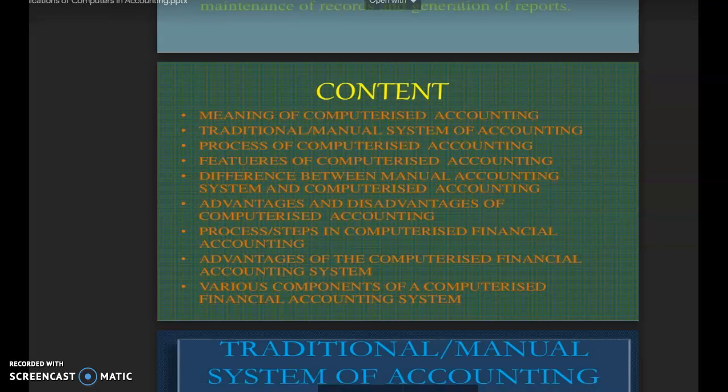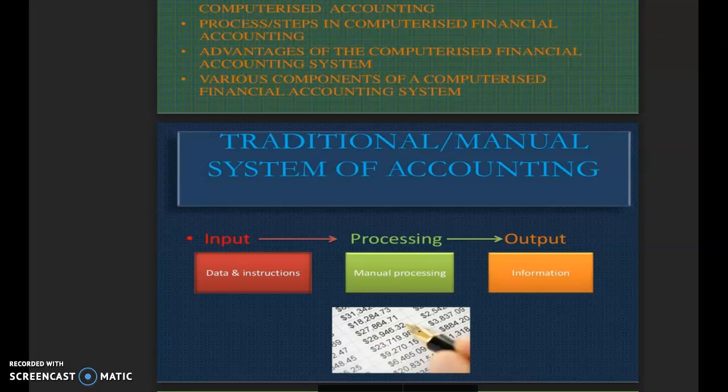Starting from the meaning of computerized accounting, we all know traditional and manual system of accounting means the old system which is followed by accountants manually, that is, without the help of the computer. And what is done in that? We record the transactions, we classify them, we process them, that is, summarize them, and finally we prepare the financial statements. In the same way, under the computerized accounting system the steps remain the same, but practically we use the computer in all these important steps.